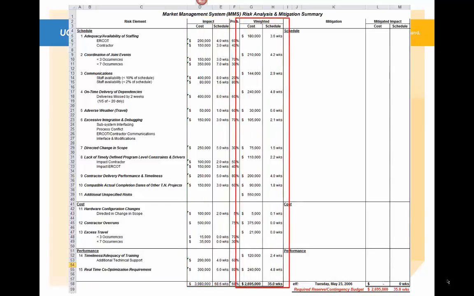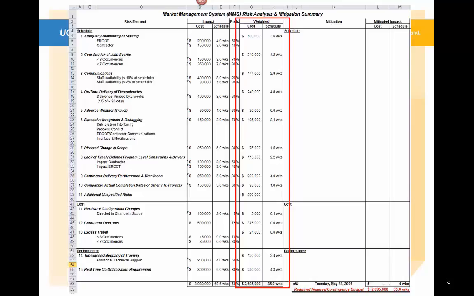Now, looking at the weighted cost impacts and the weighted schedule impacts after taking the probability into consideration, we can see that the total weighted cost impact is now 2.695 million, almost 2.7, which is over 1.2 million less than what it was in the raw impact evaluation. And the weighted schedule impact of 35 weeks is considerably less, almost half of the raw 68.6 weeks.